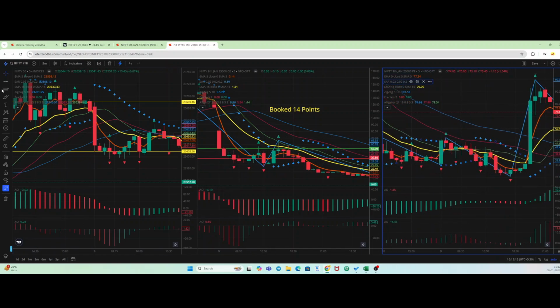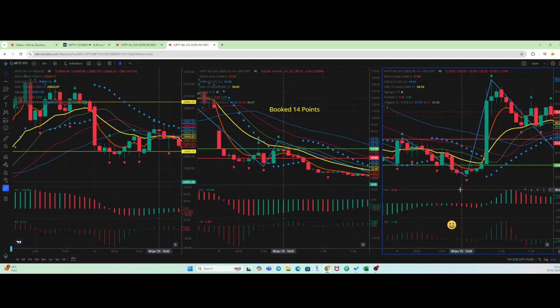At the same time, on the PE side, this is the 23,600 PE, and this is 23,600 C and 23,600 PE. Here, if you see, the awesome oscillator is in green, and the accelerator indicator is in red. Where is it getting supported? It is getting supported around this area. This candle only it is getting supported. So hence what we did here.